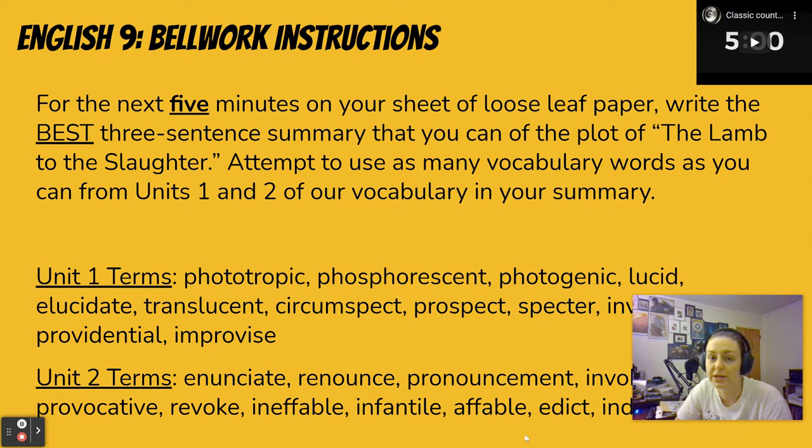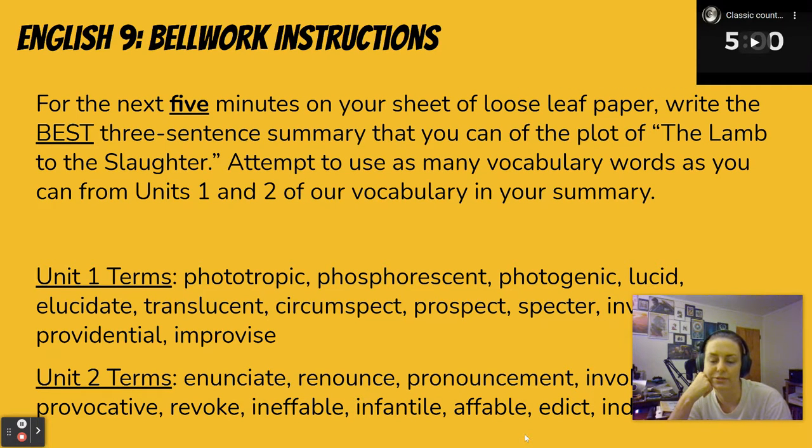While you guys are doing that, if you're still grabbing your sheet of paper, for the next 5 minutes, here's what we're going to do. I'm going to set the timer up there in the top corner of the slide, I'm going to play a 5-minute timer. And during those 5 minutes on your loose leaf sheet of paper, what you're trying to do is write the best 3-sentence summary that you can of the plot of Lamb to the Slaughter.